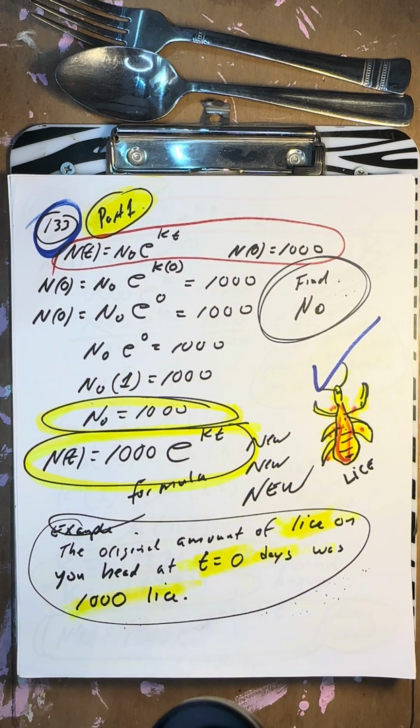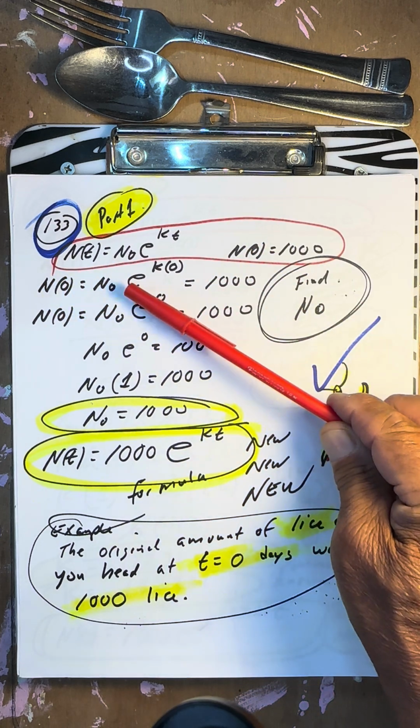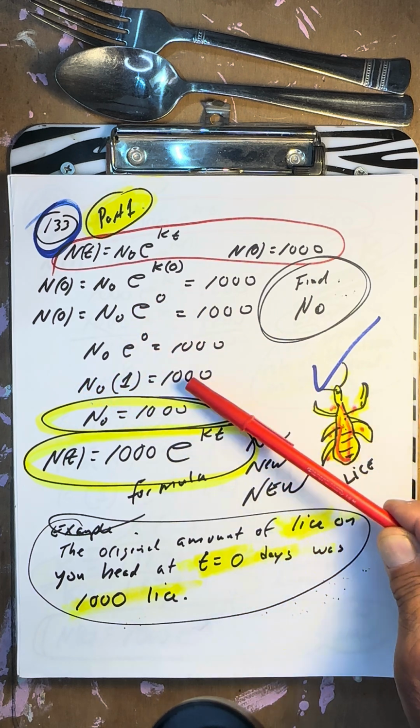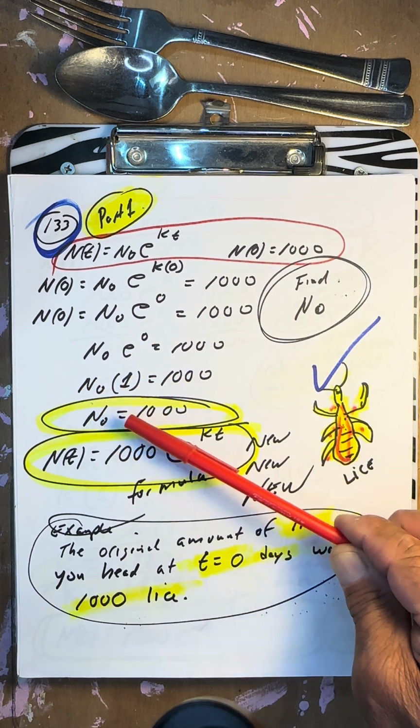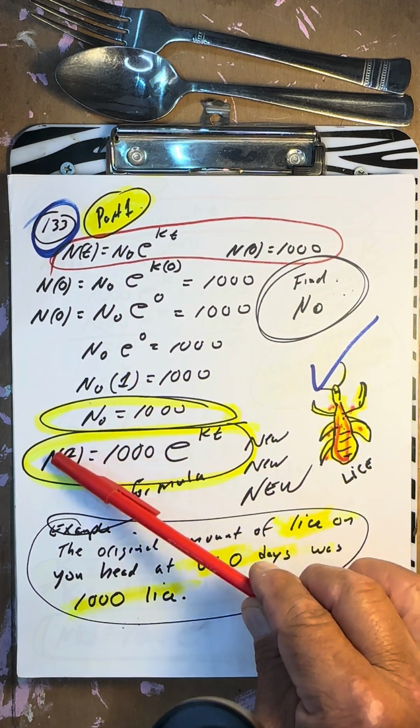N of 0 is 1,000. So 1,000, there's a formula. Put a 0 in there. E to the 0 is going to be, again, that's a 1. N of 0 equals 1,000. So N of 0, we know it's 1,000. See right here? So we replace this one with this formula right here.